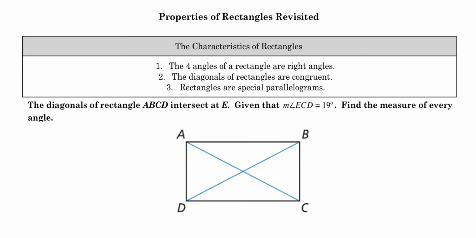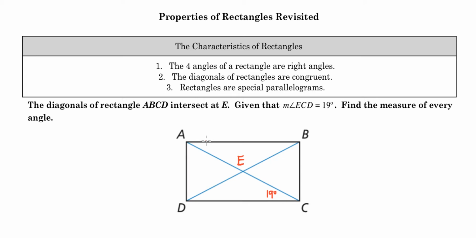Our first example is a rectangle whose diagonals intersect at point E. The diagonals, in this case, go from A to C and B to D. Where they intersect right there, we're going to call that point E. So I'm going to write an E at the point of intersection of those diagonals. Next, it says, given that angle ECD, this angle right here, is 19 degrees, so I'm going to write 19 degrees in there. I need to find the measure of every angle.